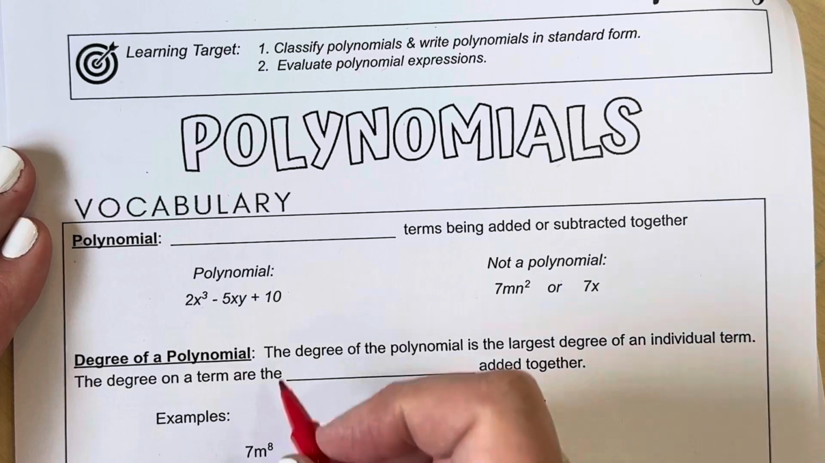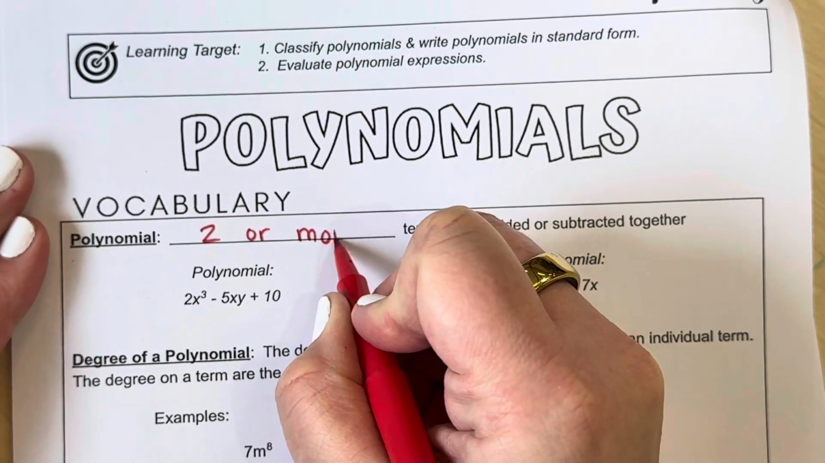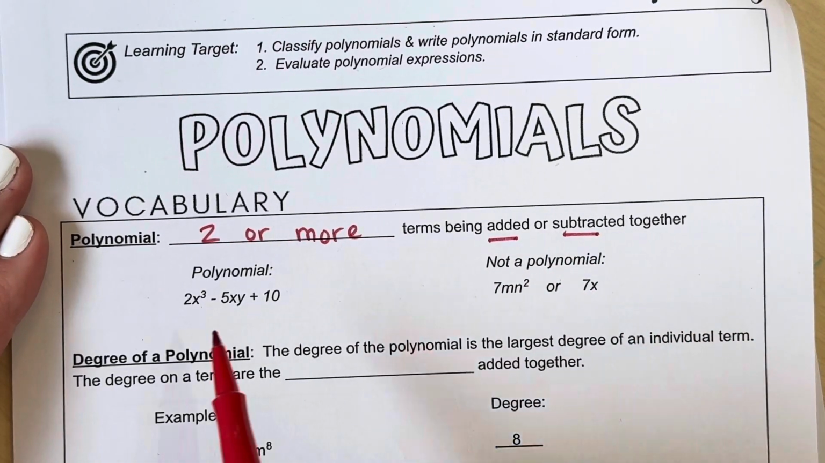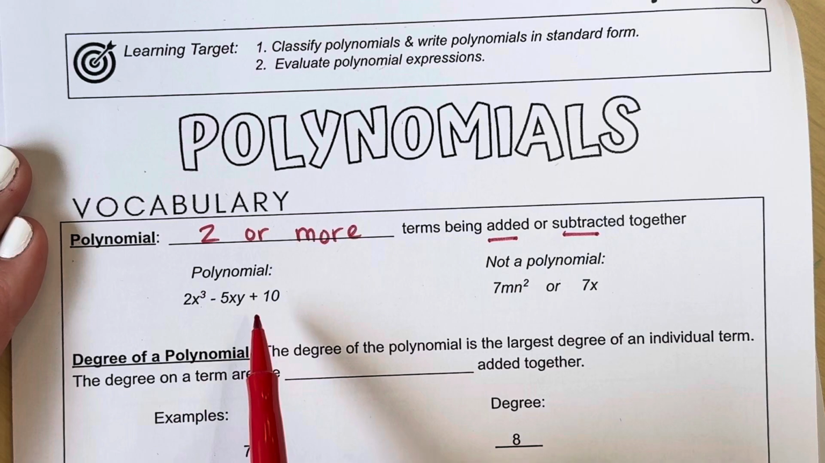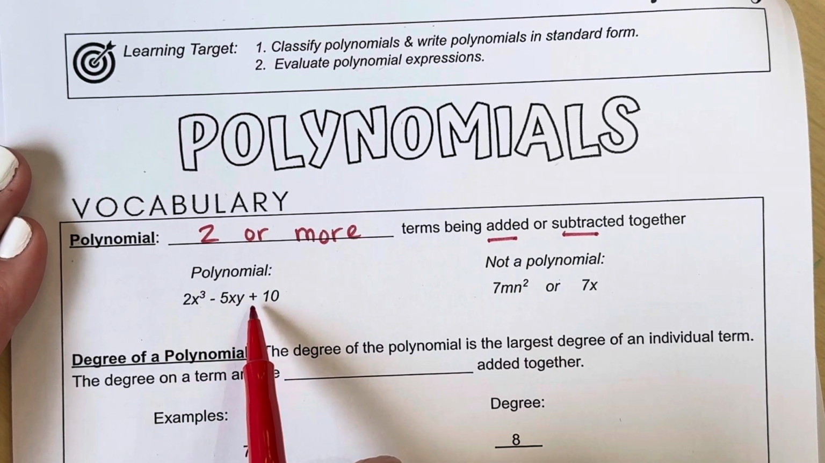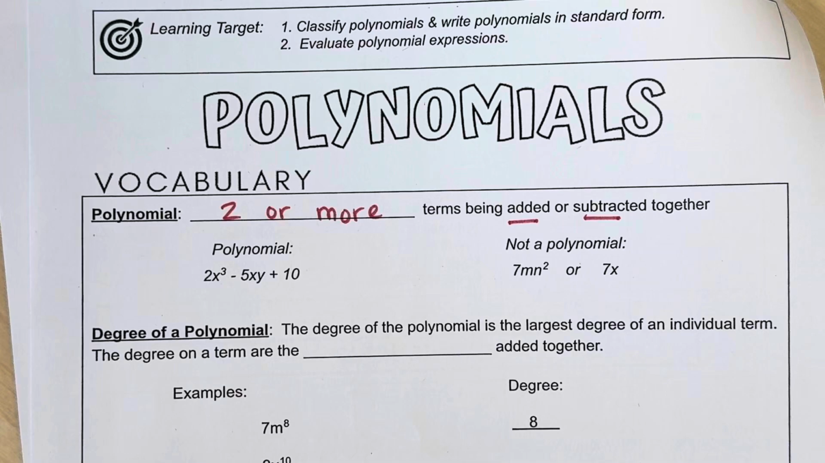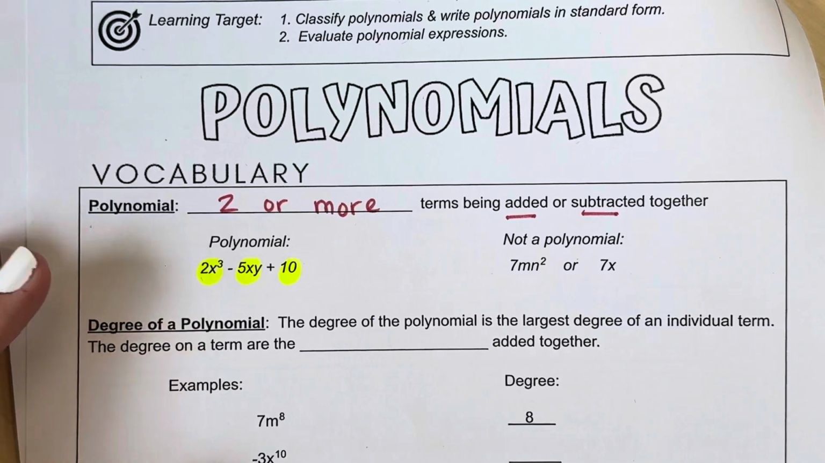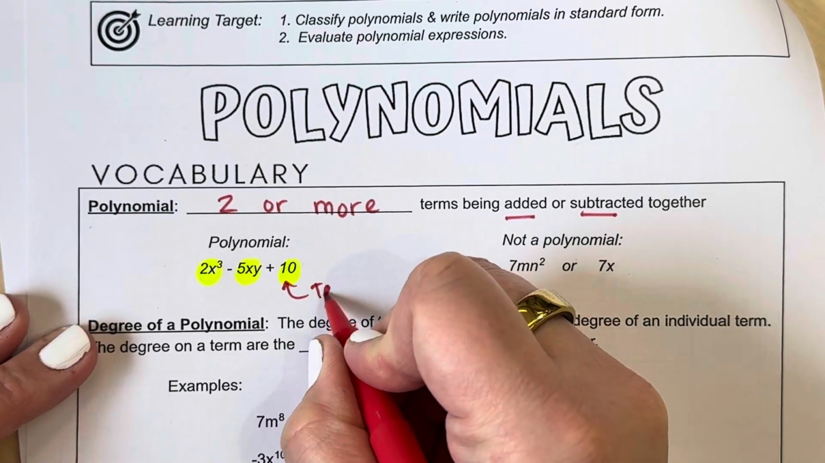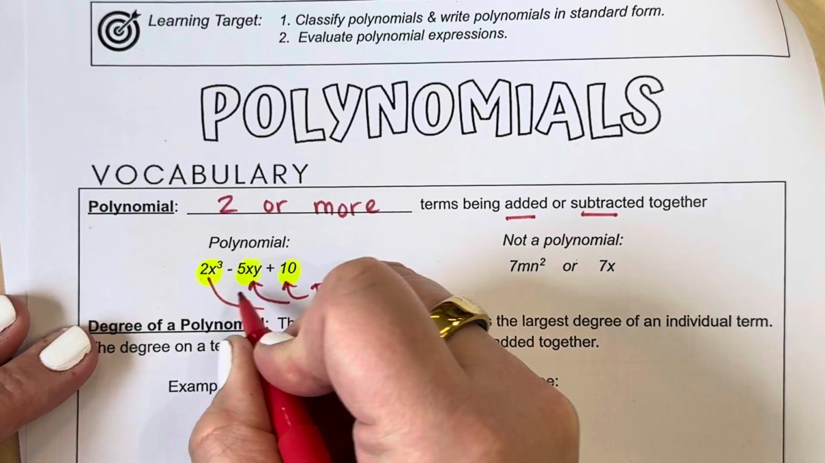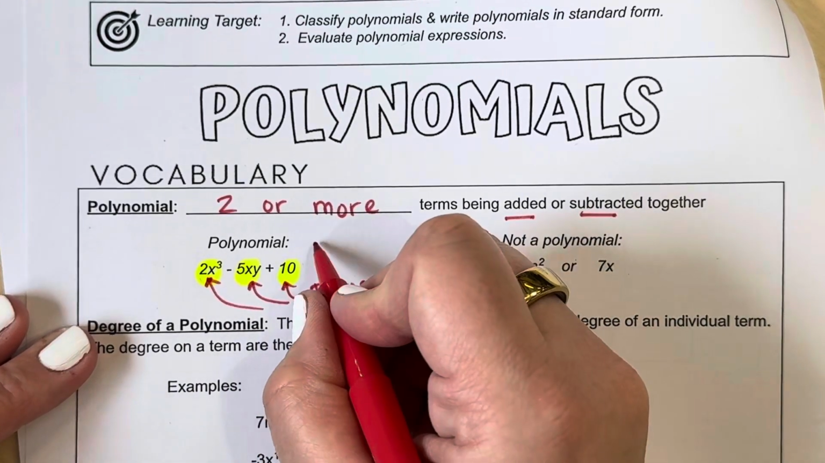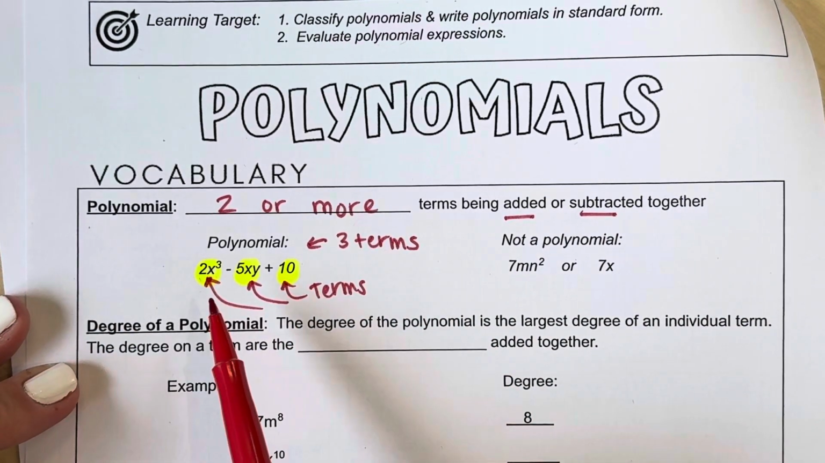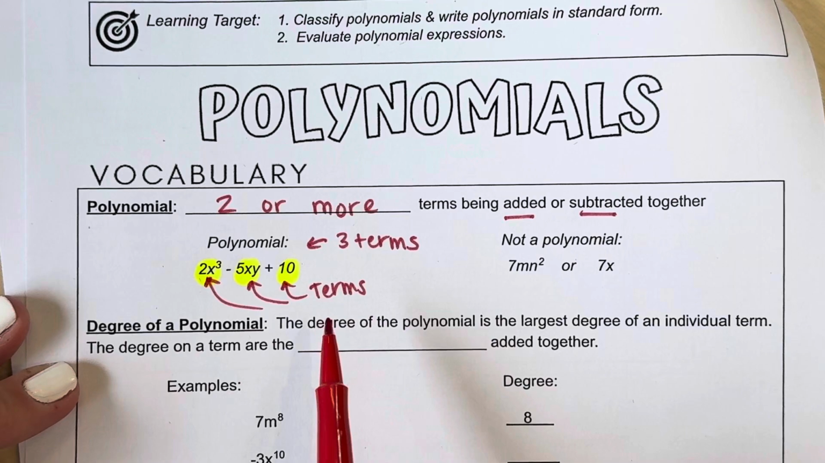So a polynomial is two or more terms being added or subtracted together. So here is an example of a polynomial. We can see that this is both being subtracted and added, which means that these individual things between the addition signs and the minus signs are terms. So this one technically has three terms, and terms are separated by pluses and minuses, which you'll need for one of the homework problems.